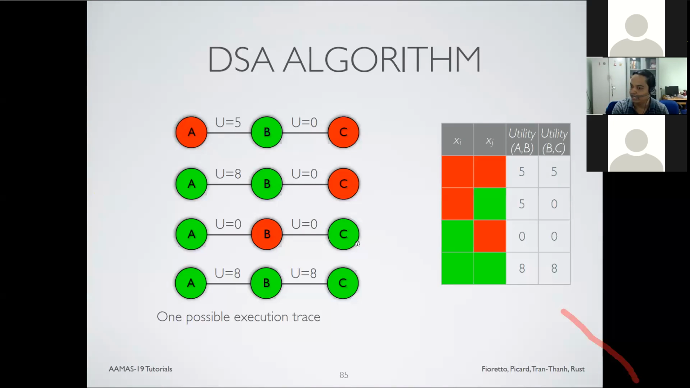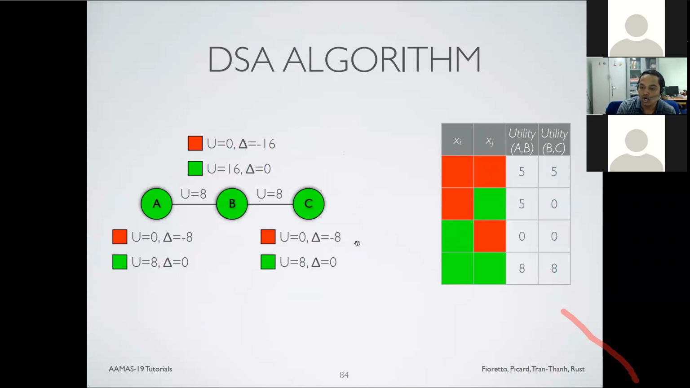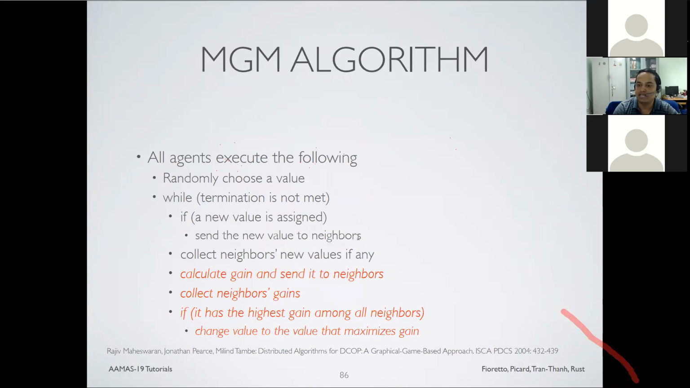So there is no guarantee that the quality of the result is slowly improving, because we are not always choosing the maximum one. We are always choosing the values arbitrarily, randomly. But the MGM algorithm always chooses the one with the highest gain among all neighbors. It chooses the highest value among the neighbors, and changes the value to the one that maximizes the gain. It will gradually give you the best result.